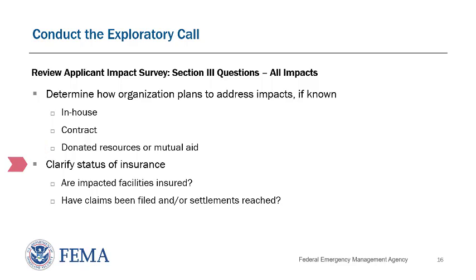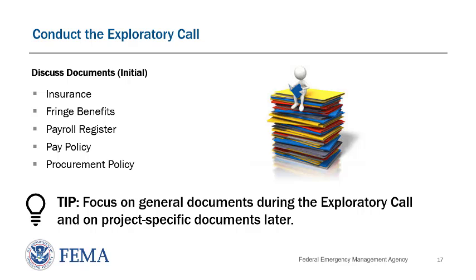Section 2 also asks about whether the applicant has insurance, whether claims have been filed, and whether any settlements have yet been reached. This helps FEMA ensure that there is no duplication of benefits when providing public assistance funding to the applicant. The Applicant Impact Survey allows the applicants to upload documents if they have them available. However, documents are not required to complete the survey within Grants Portal or Grants Manager.